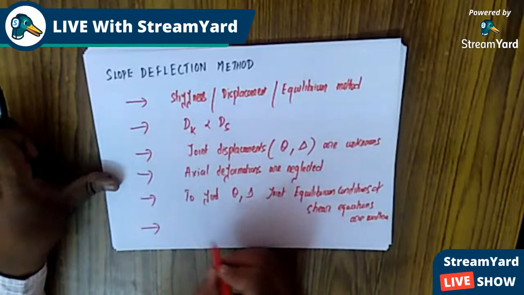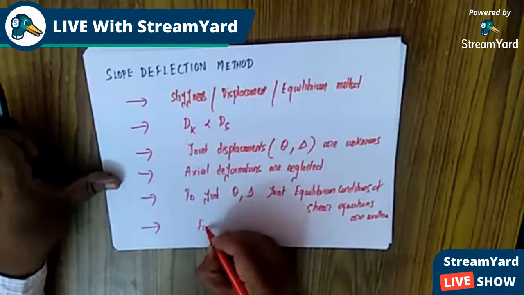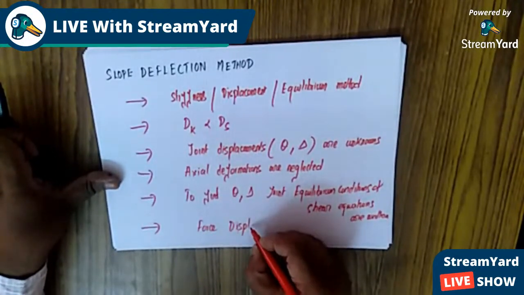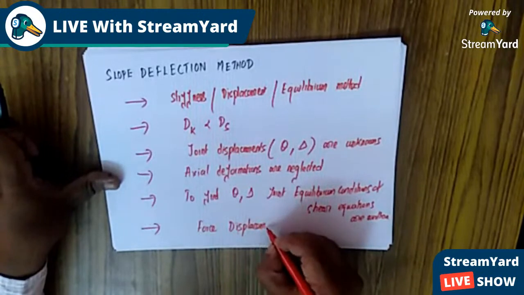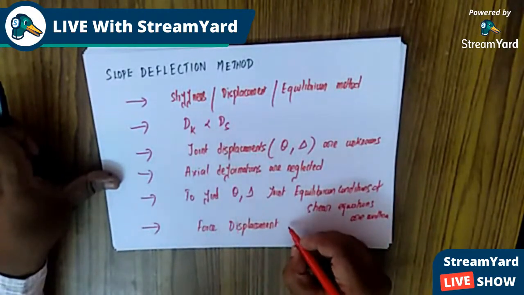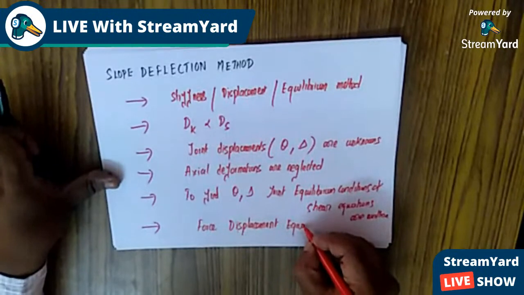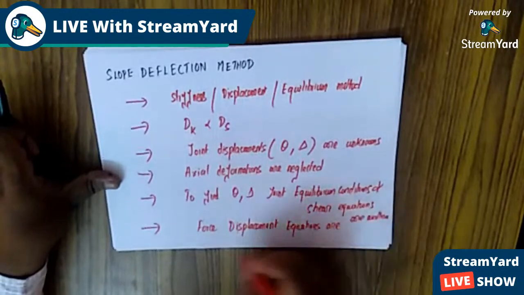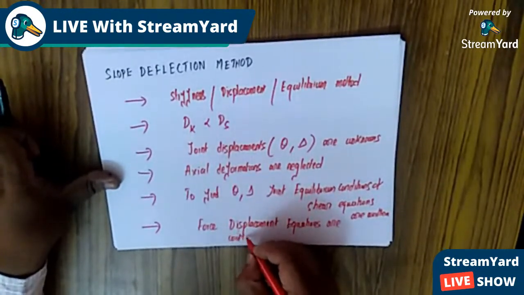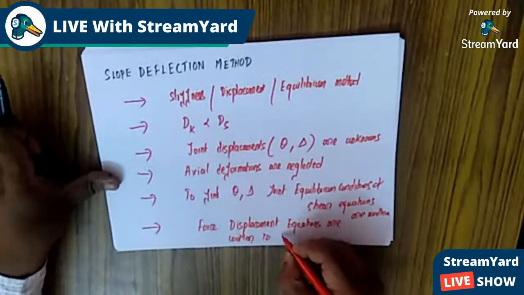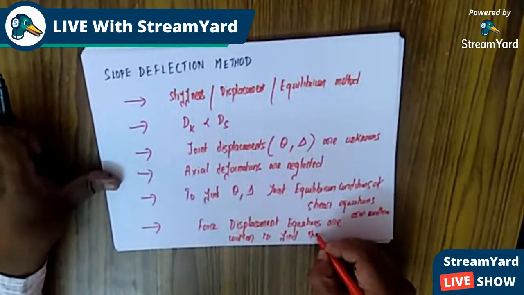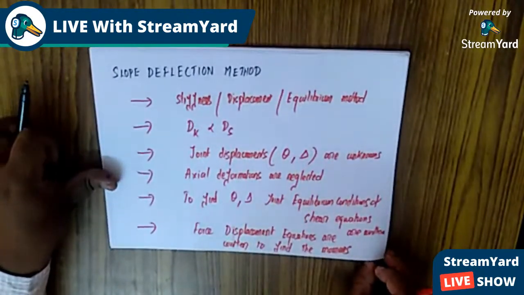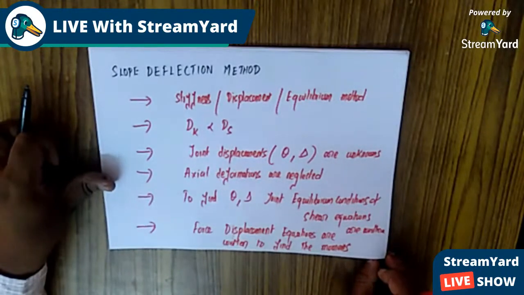Finally, to find the moments at each span, force displacement equations are written, and these force displacement equations are also called the slope deflection equations.